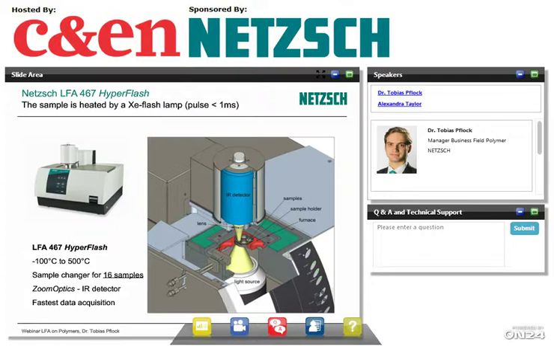There's a very nice surrounding measurement software that comes with it as well. We have zoom optics that give you better results, and data acquisition is very fast. As I told you, this takes only seconds, and we have a time resolution that is even higher, in the millisecond range.